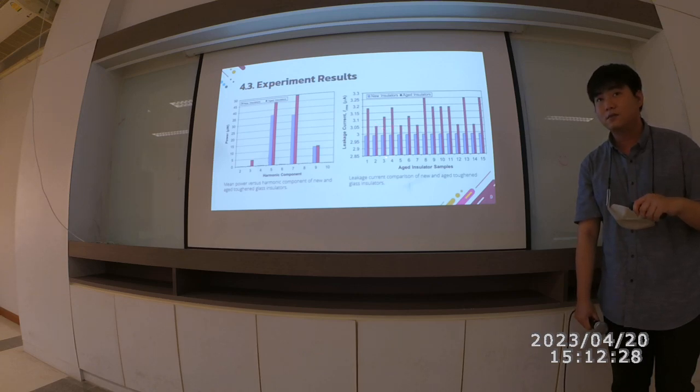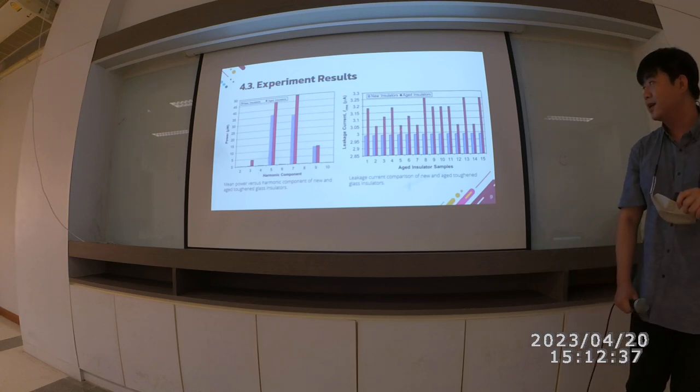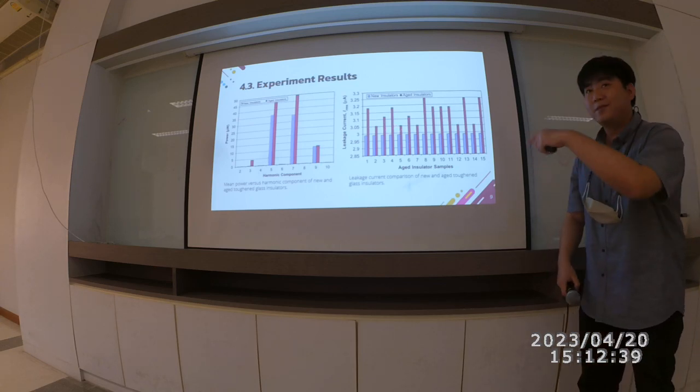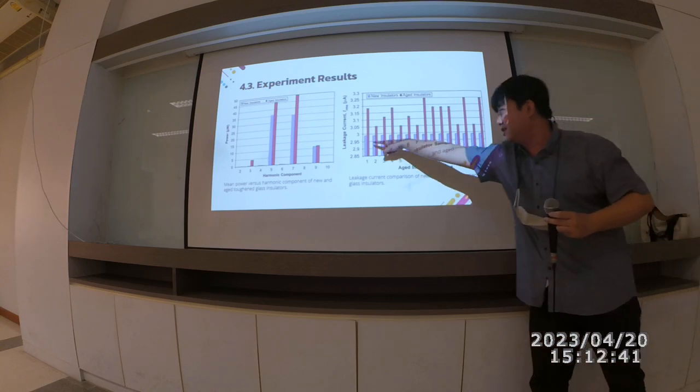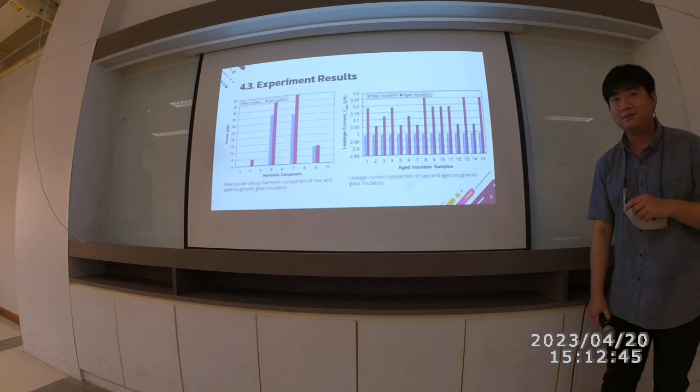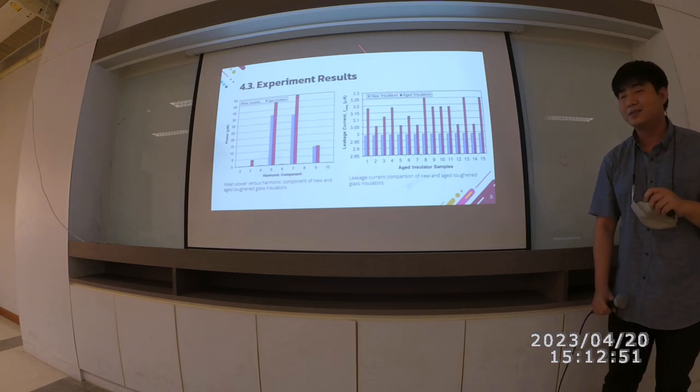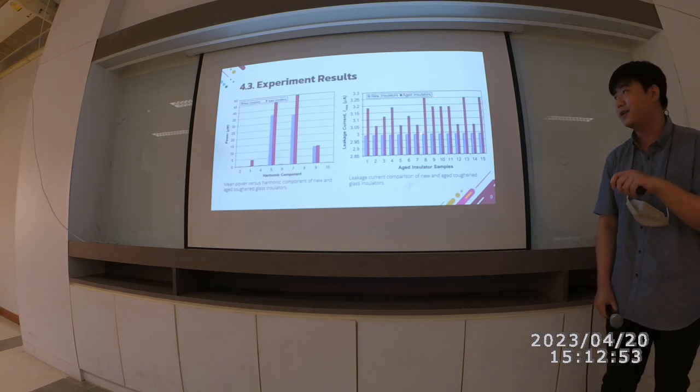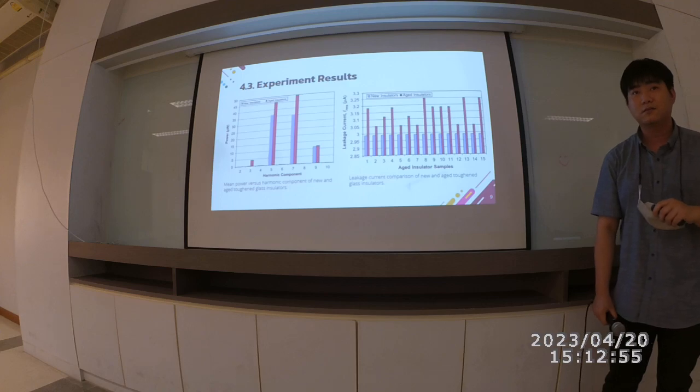So the values are random, going up and down, but they are always larger than the new insulator. I am confused, because if the first is high, then maybe the second would be higher than the first. Yeah, it's just random, but it's always higher than the new insulator.